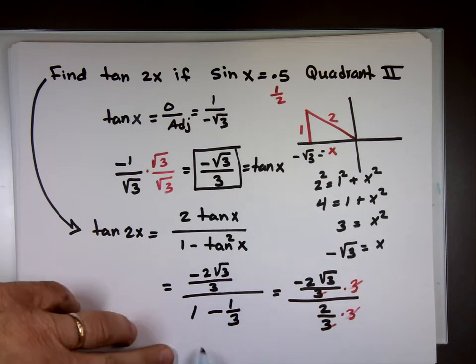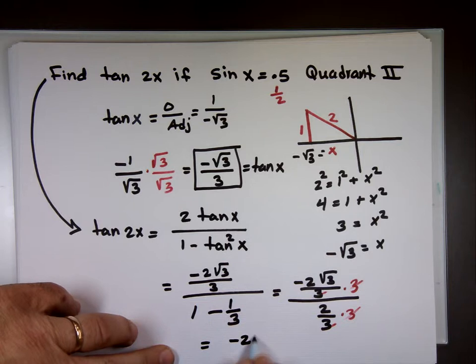Ah, what do you know? Negative 2 square root of 3 over 2. Can you simplify that? Yes. Negative square root of 3.